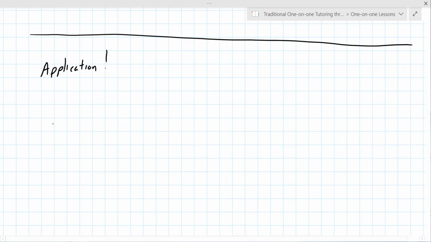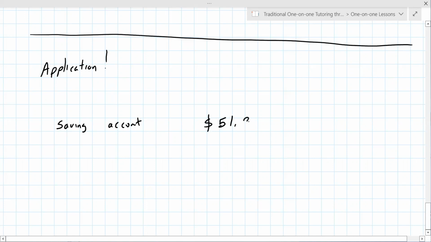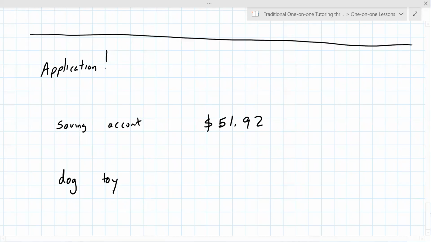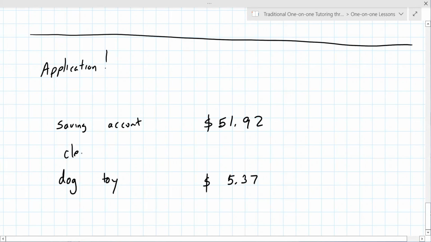Okay. So let's say you have a savings account right now. Let's just say in your savings account, because of interest, is $51.92. Okay. And you want to buy a dog toy. How much do dog toys cost? Like $4. Okay. So let's say with taxes and everything, it ends up being $5.37.